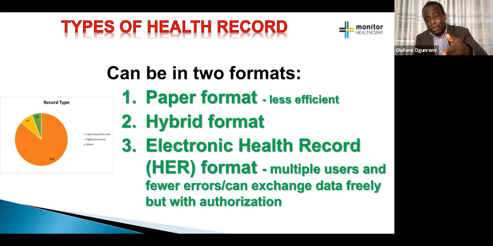So the hybrid one would be a situation where you're leveraging between the paper and you also use electronic. So there are healthcare service providers that I see using the paper. Maybe they're transitioning into the electronic formats. So they have both the electronic and the paper formats. And in between, somebody has to balance that gap.